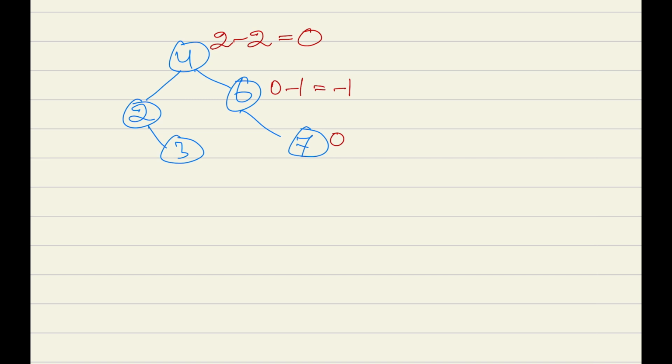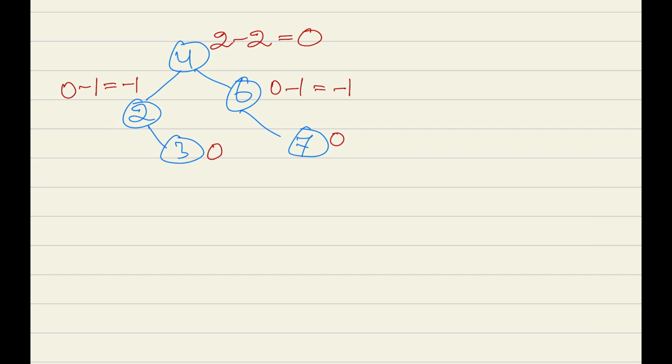Now, consider node 3. For node 3, what is the height of the left subtree and the height of the right subtree? It has no left subtree and no right subtree, so the difference is 0. Now, for node 2, it is -1. The height of the left subtree is 0 and the height of the right subtree is 1. So 0 minus 1 is equal to -1.